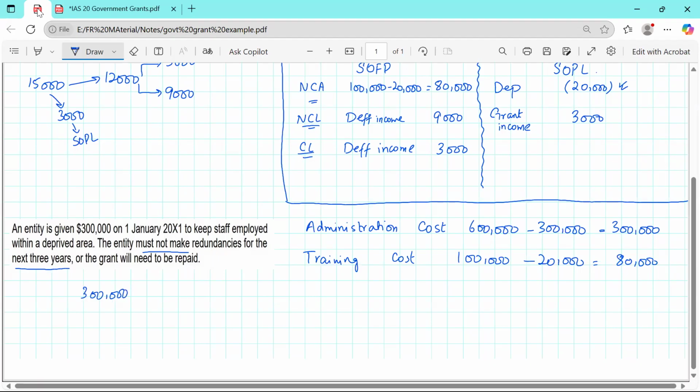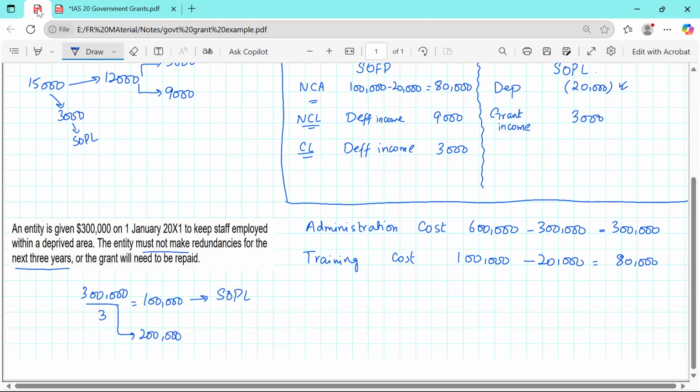And how many years do you need to keep employees? 3 years. So every year you are going to take 100,000 to the SOPL, the statement of profit or loss. Every year you are going to take 100,000 to the SOPL, and the remaining 200,000. For example, at the end of the first year, 100,000 is taken to the SOPL. How much is left? 200,000 is left.